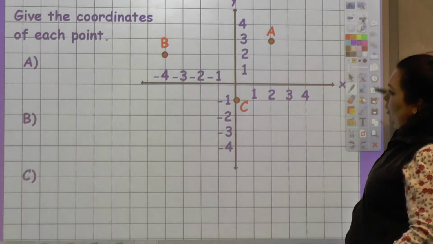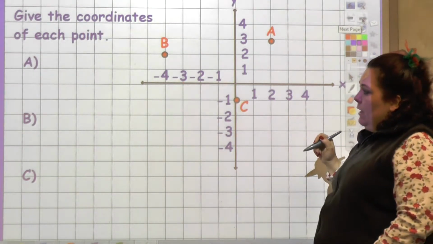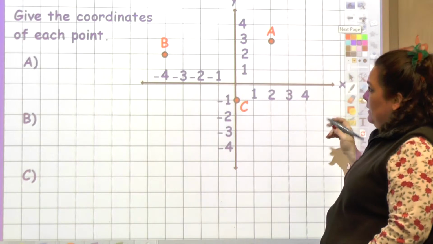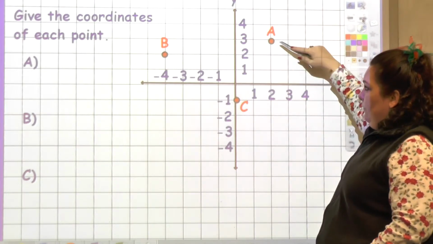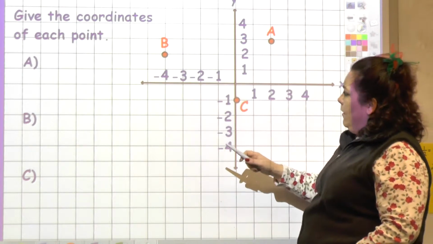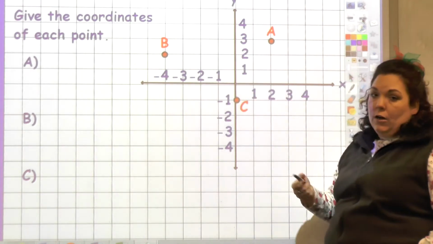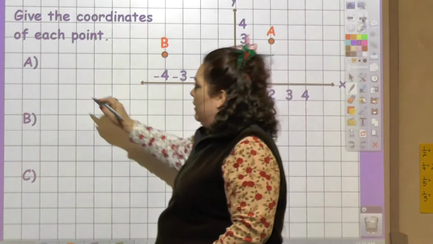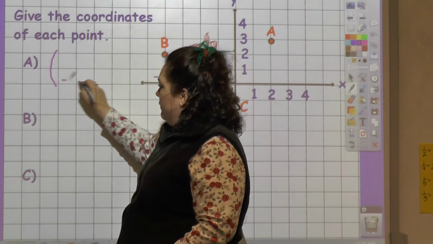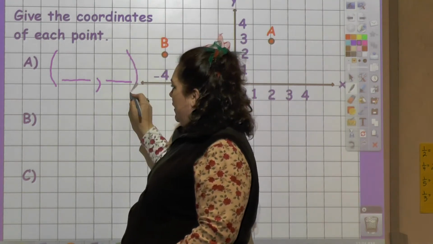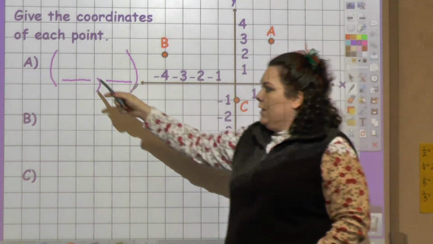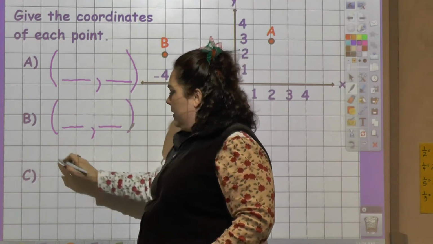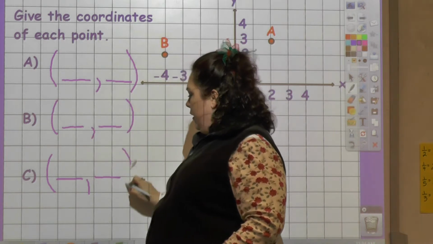So for your homework check, what you're going to do is say what the ordered pair is for each of these points. So A, you would say go over and up and say what that included. And so in your homework check, you're going to put the x coordinate, the y coordinate, in parentheses. So you put your answer here. And then for B, you'd put your x coordinate, your y coordinate, in parentheses.